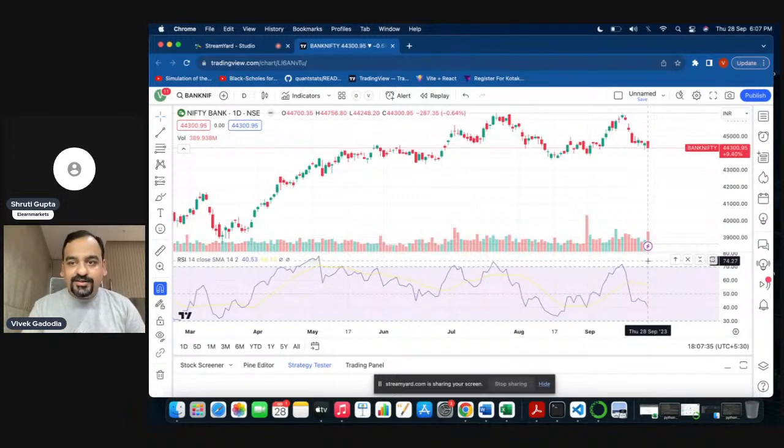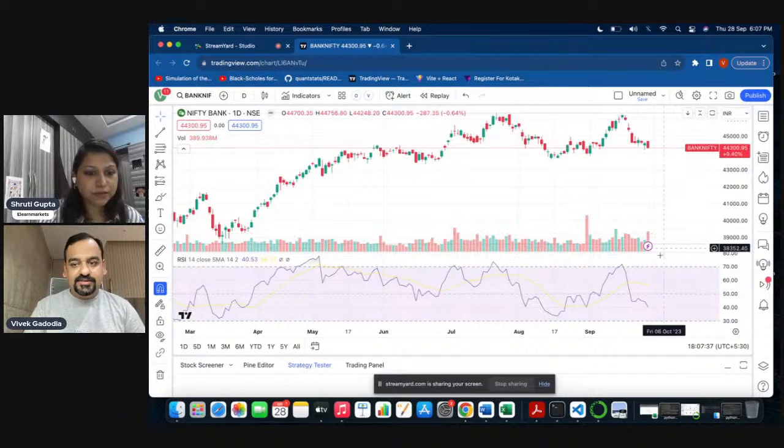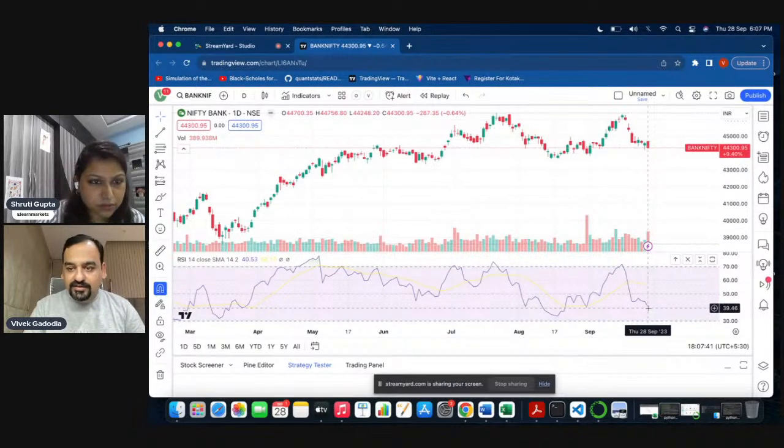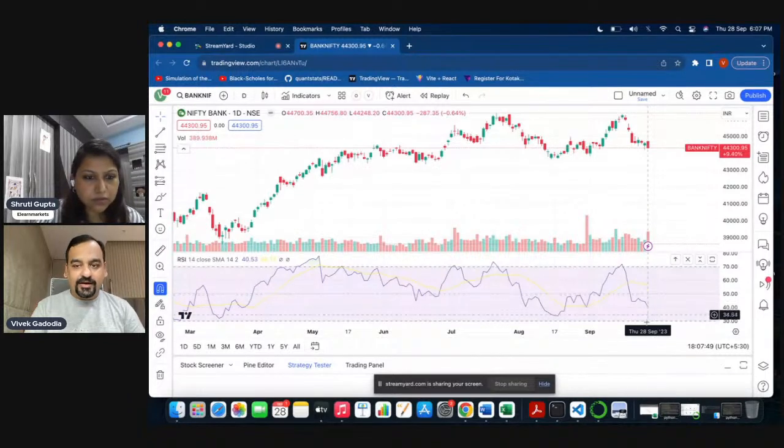So right now, what do you think, Shrutiji? What is the indicator telling? The value is around 39 and it is below 50. So basically, we are in a bearish mode. Yes, it's a bearish territory right now.